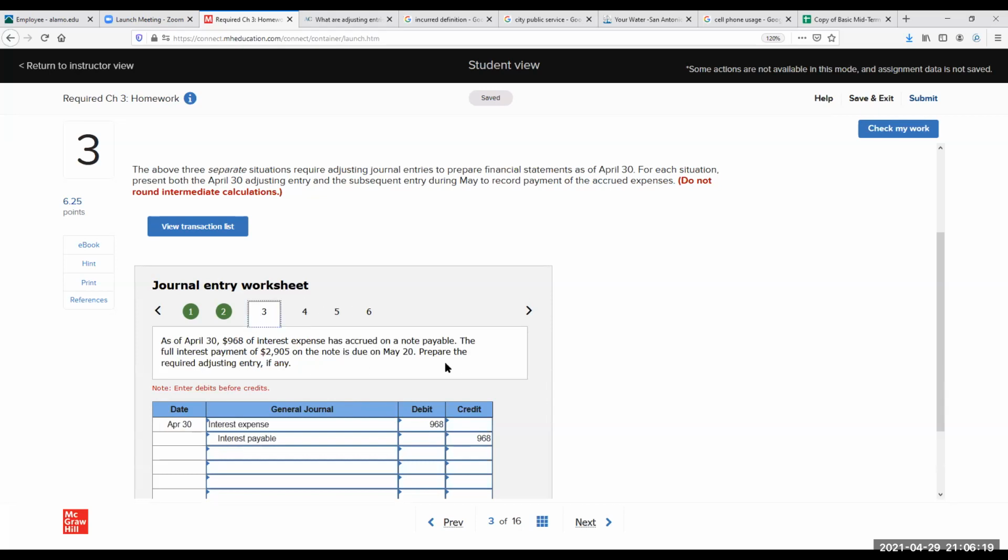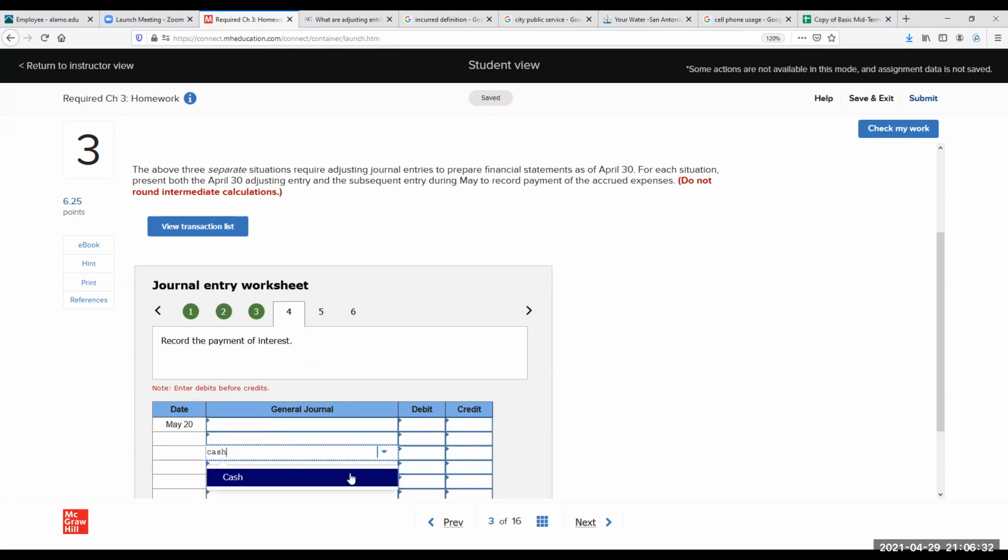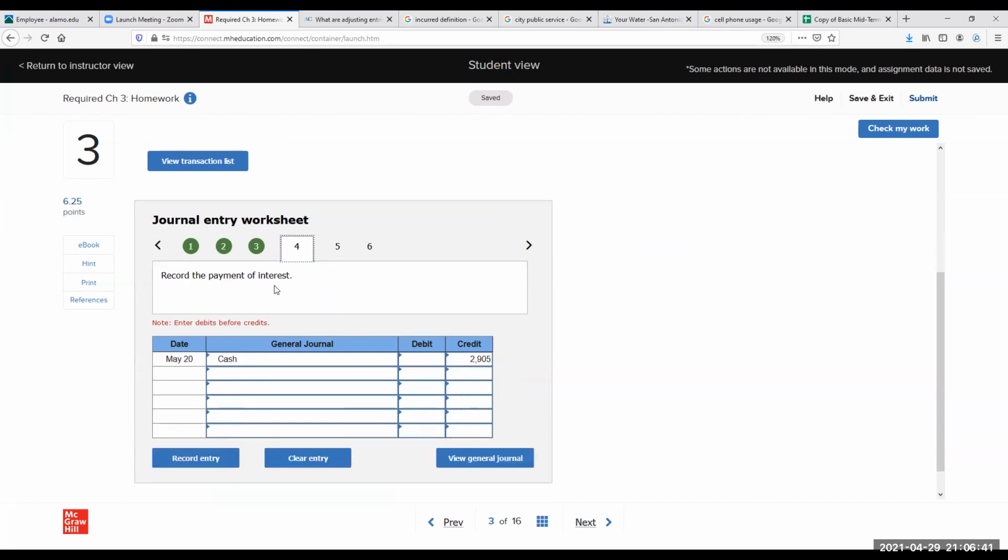What is here? Let's see. All right, so now what do they want? The full interest. So here, they want you to pay the whole thing. So 2905 is the total amount. 968. Oh, well, what happened there?